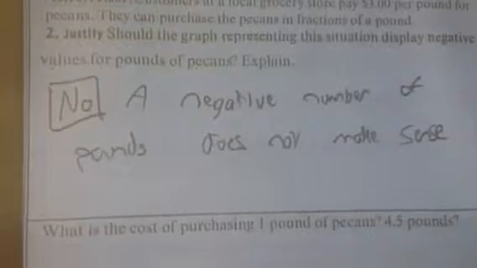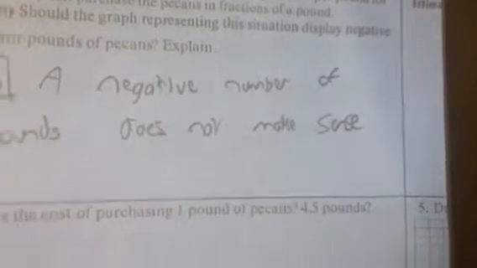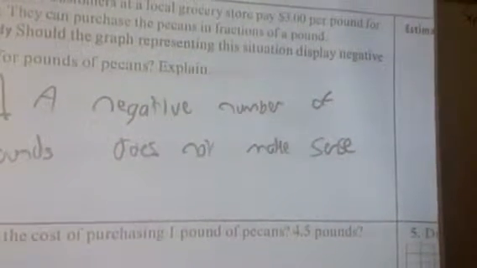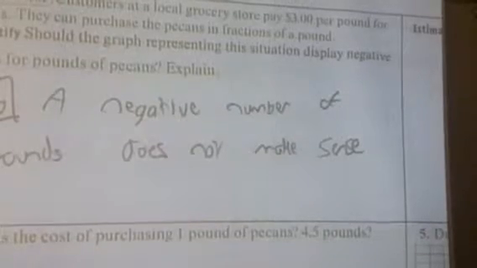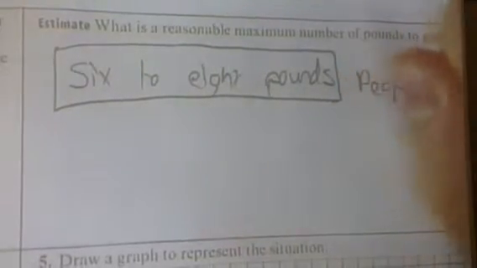Part 2 says, what is a reasonable maximum number of pounds to graph? This says customers at a local grocery store pay $3 per pound. So think about people going into a grocery store. Not like a company buying things from Walmart, but people going into a grocery store. What's a maximum amount of pounds that they might buy? Now, there's various answers that you could put here, but I'm going to say 6 to 8 pounds. I do not think people will buy much more than that.